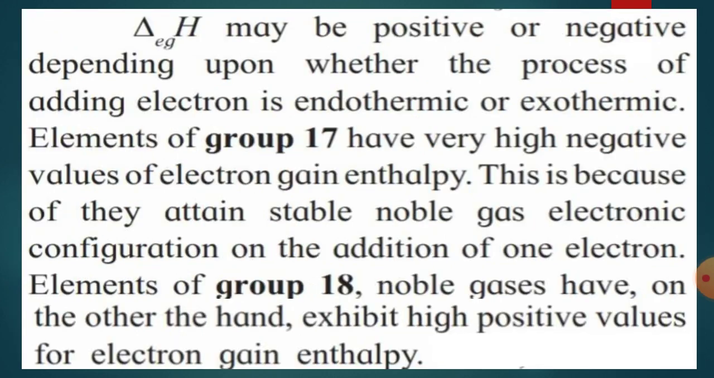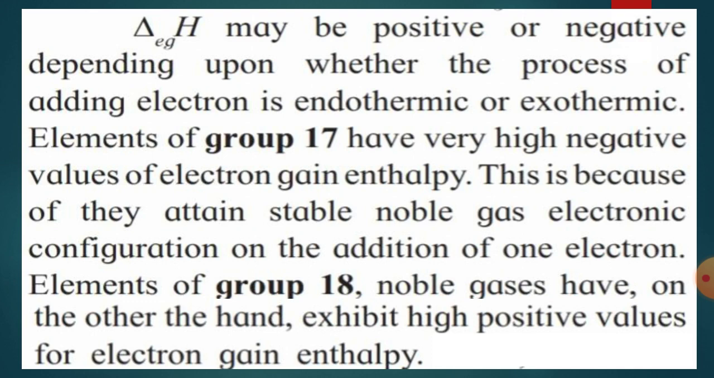So, students, delta Eg H, the electron gain enthalpy, may be positive or negative. It depends upon whether the process of adding an electron is endothermic or exothermic. A reaction is endothermic when heat is taken in from the surroundings, and exothermic when heat is evolved out to the surroundings. When heat is given out to the surroundings, it is exothermic; when heat is taken in, it is an endothermic reaction.